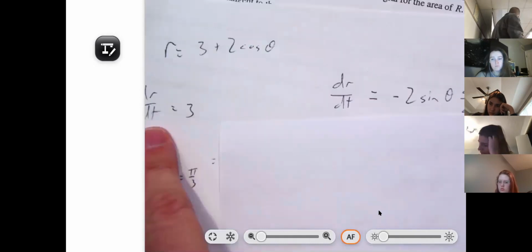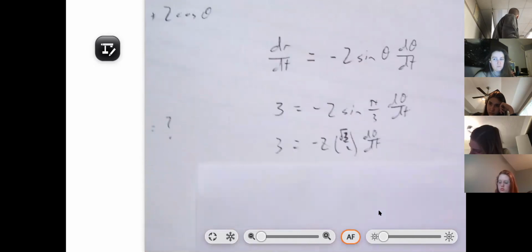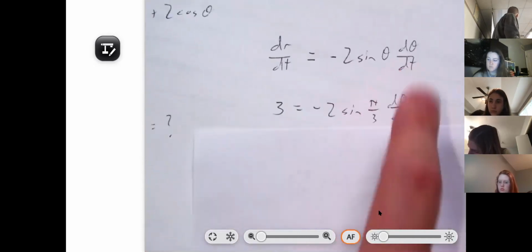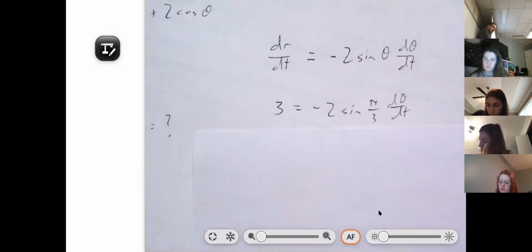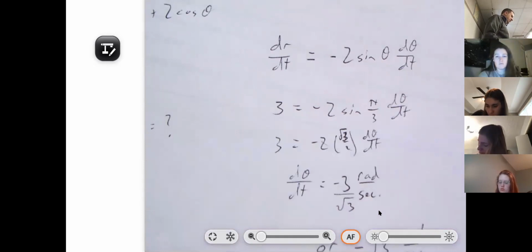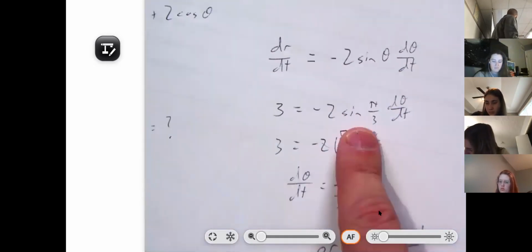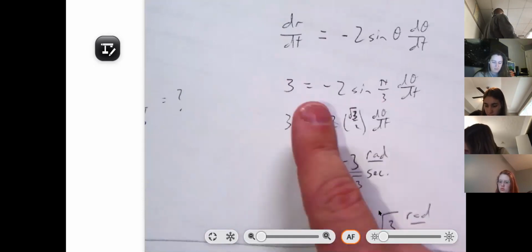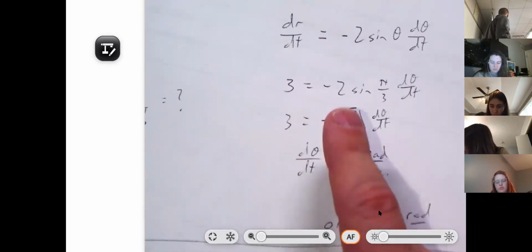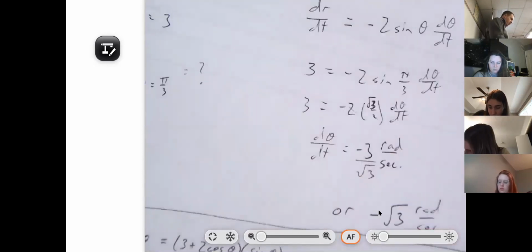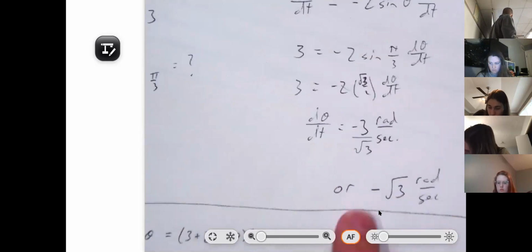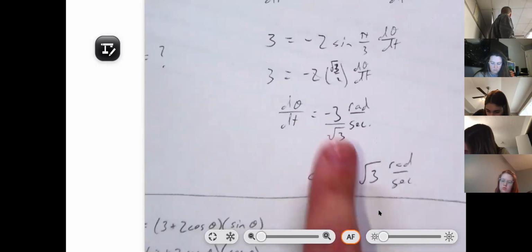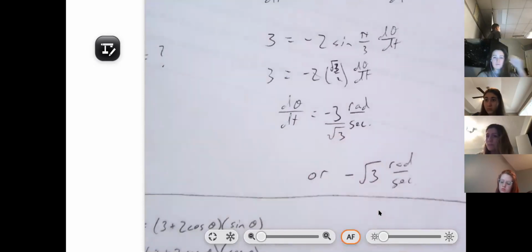So I know dr/dt is 3, so I replace that with 3. And I'm looking for d theta/dt, and they tell me theta is pi over 3. If you really wanted to, you could go all the way to the answer, but honestly, if you just divided both sides by -2 sine of pi over 3 and left it like that, like -3 over 2 sine pi over 3, you get full credit. You do need to indicate units of measure, so your units are worth 1 point. So it's either one of these answers, but it's radians per second. Theta is measured in radians, and the unit of time is in seconds.